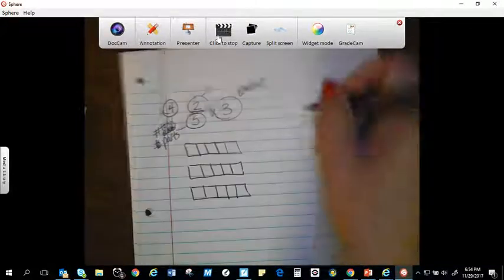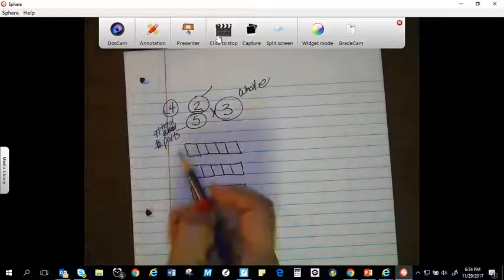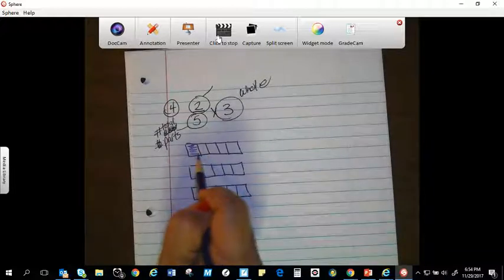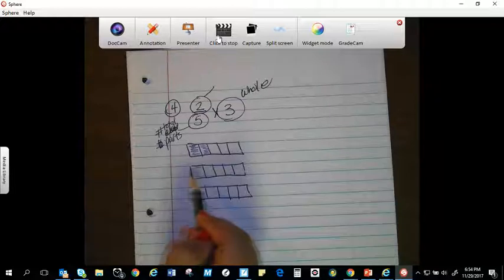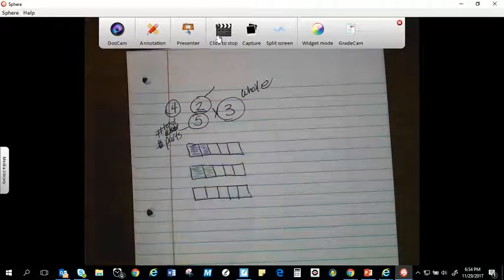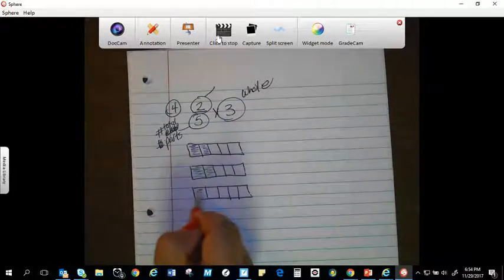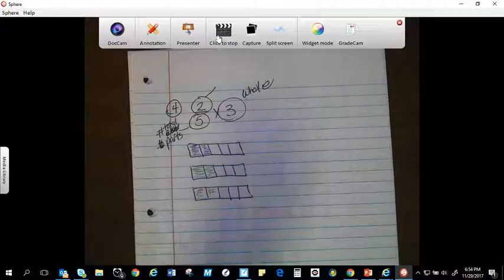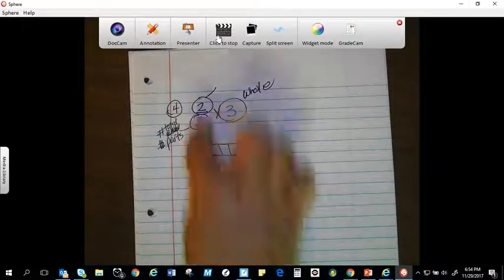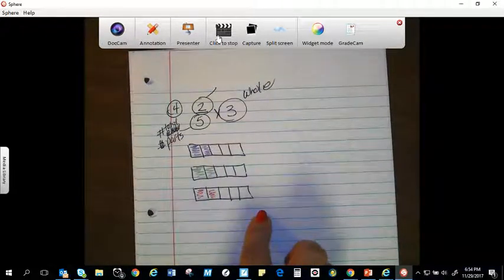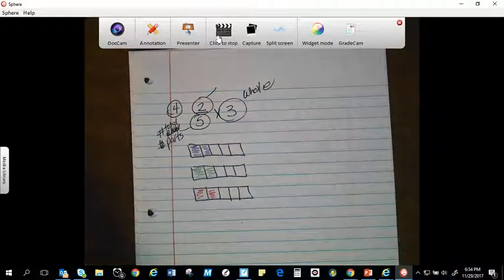how many I'm going to shade in. So here I'm shading in 2 of the 5. Here I'm going to shade in 2 of the 5. And here I'm shading in 2 of the 5. Okay? So I have 2/5 of one whole, 2/5 of 2 wholes, 2/5 of 3 wholes. Okay? Now let's move them up.